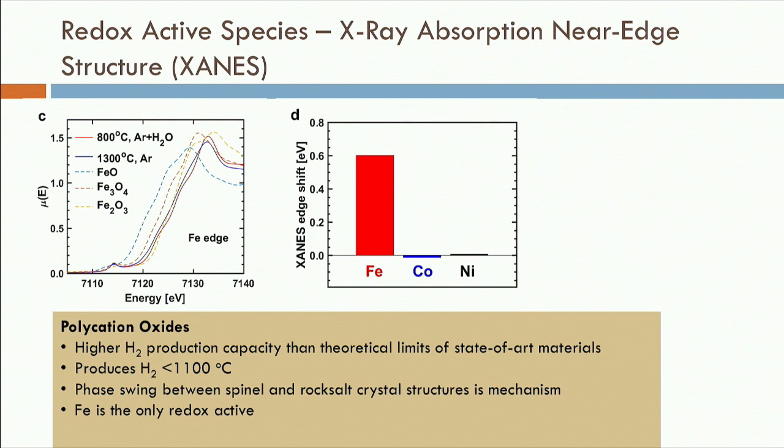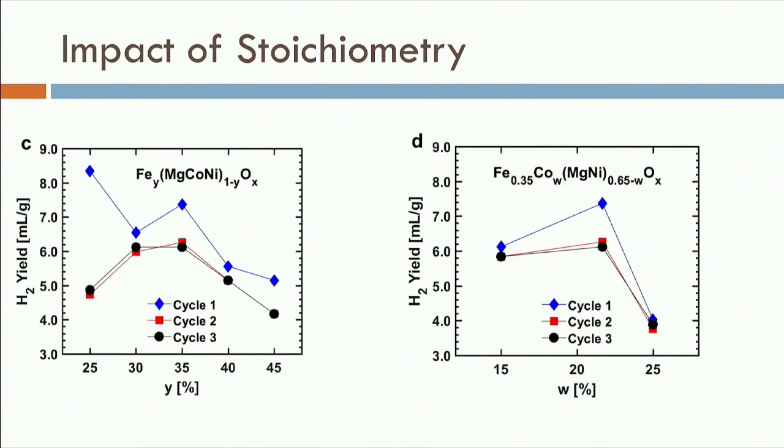Since iron is the redox active species, the question is, is there an optimal concentration of iron? And indeed we find that 30 to 35% of iron in this material seems to be working really well, producing these amazing results. And cobalt really doesn't change much because it's not redox active.